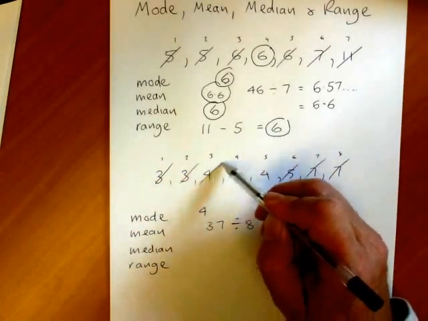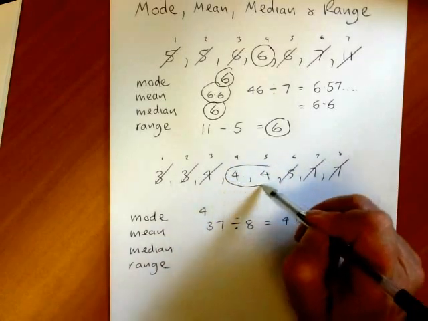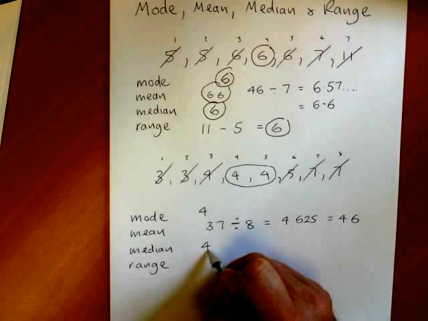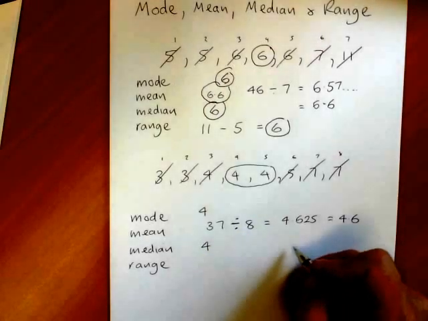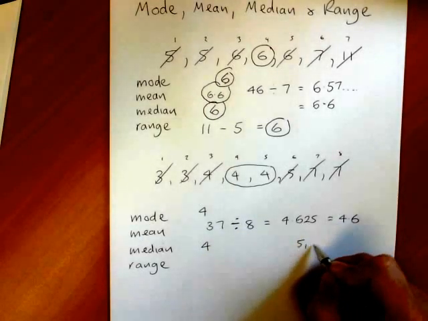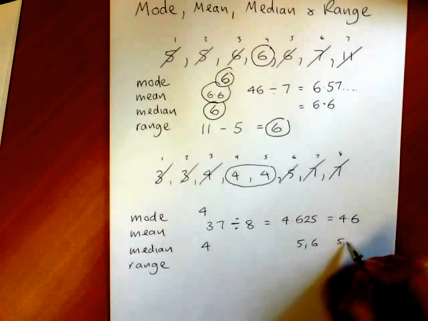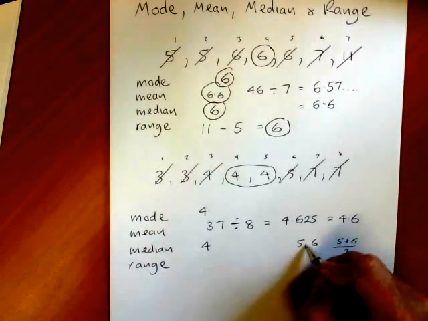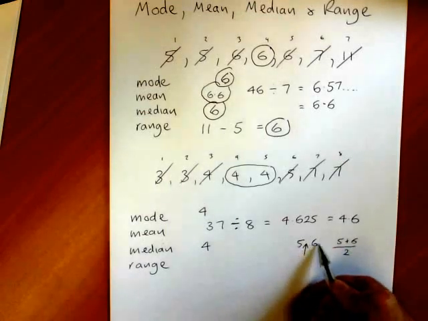Right, the median, now this time, if I cross off each end, what I will find is I get a middle pair. Now if the middle pair, as they are in this example, are the same, then the median is 4. If the middle pair had been different, let's suppose the middle pair was 5 and 6, you add them together and divide by 2, or find exactly the halfway mark between them.